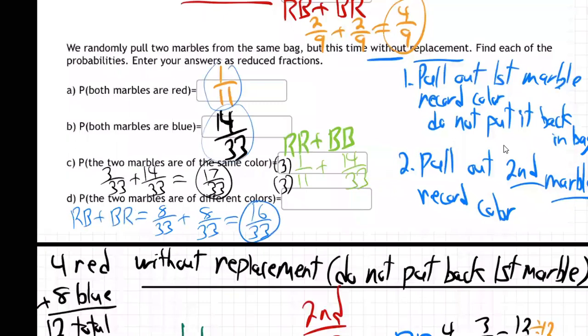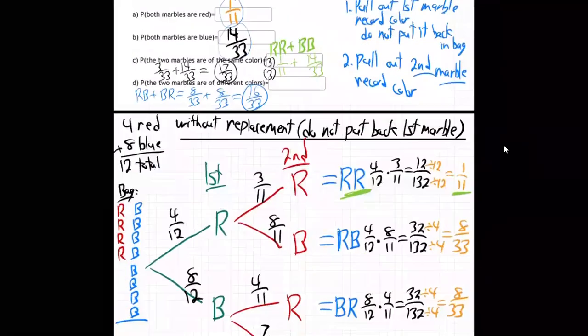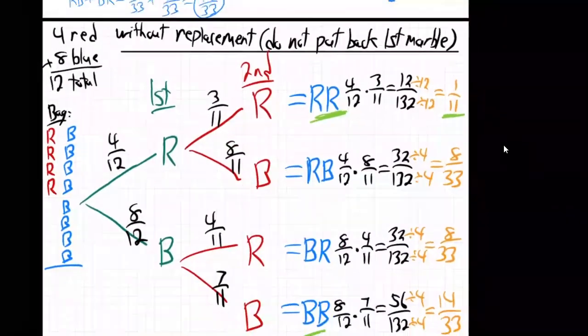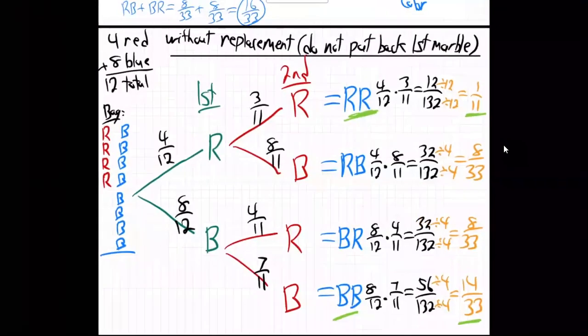So we got them. We got all four answers. So the without replacement tree is right there. That is a little more tricky. You don't put back the marble, so it changes the probabilities on the second draw. There we go.